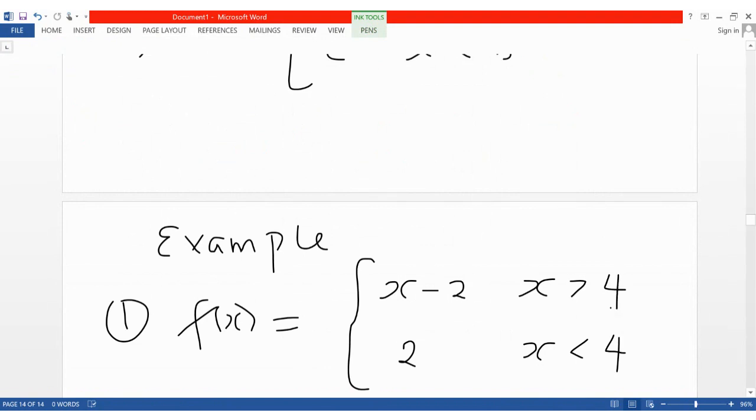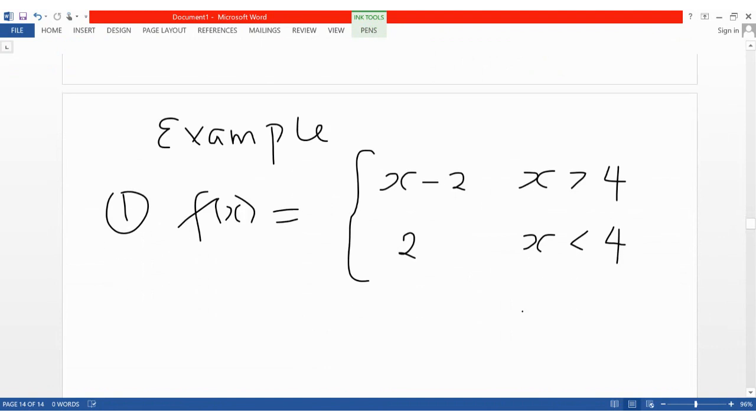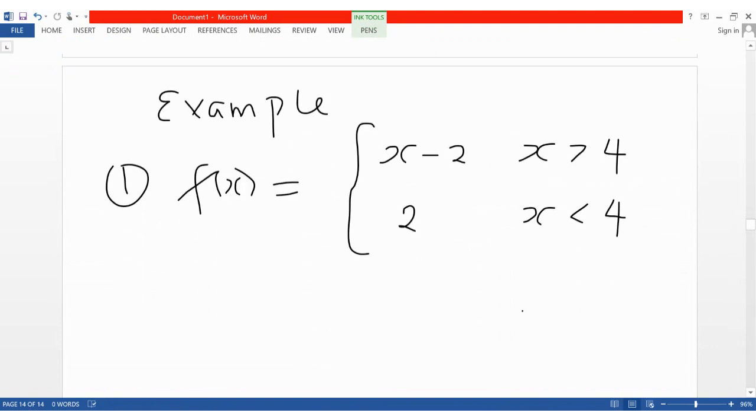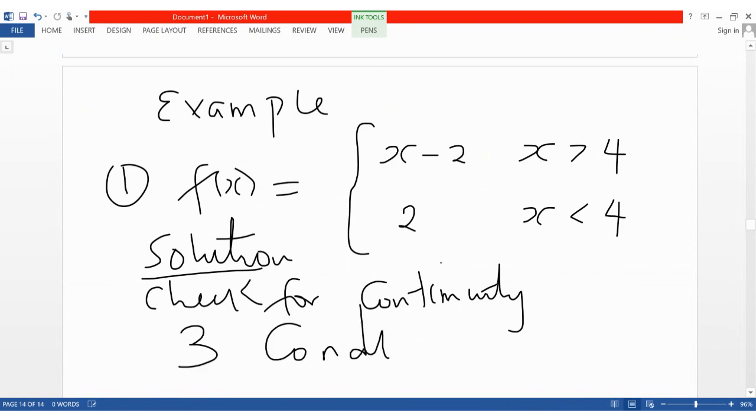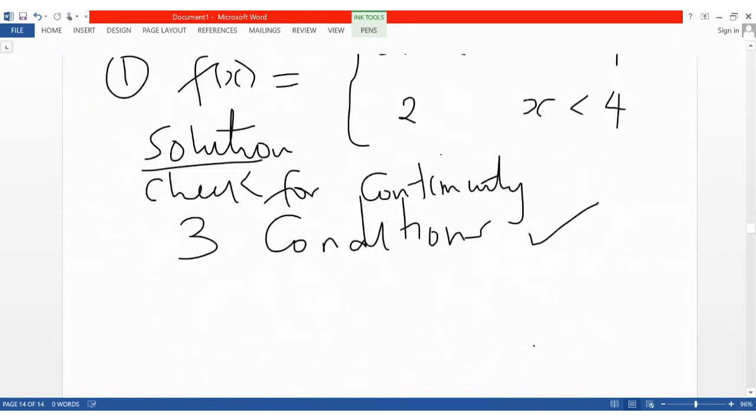So how do we check for continuity for that? Again, we go through the three conditions. We are checking for continuity. The three conditions are very important. I'll start with the first one. Condition A, f of a must exist.